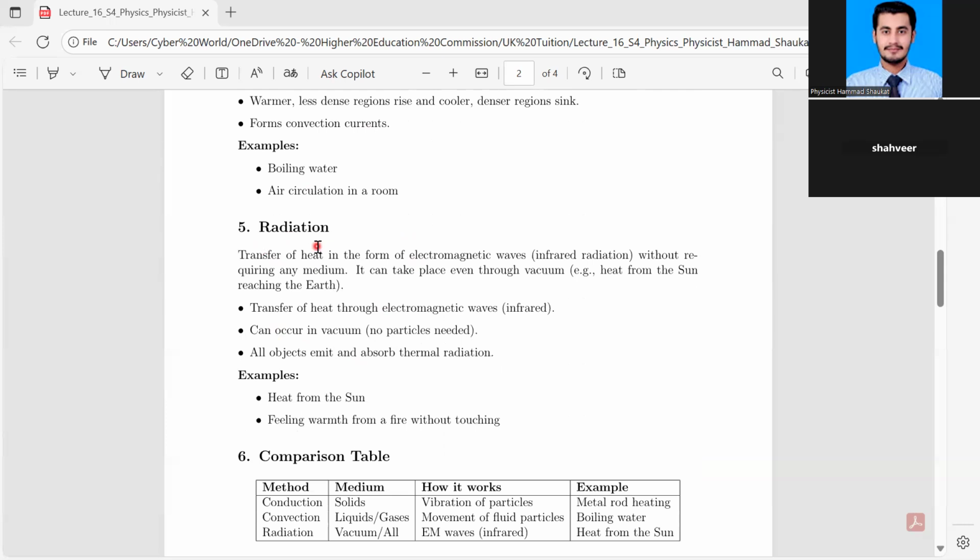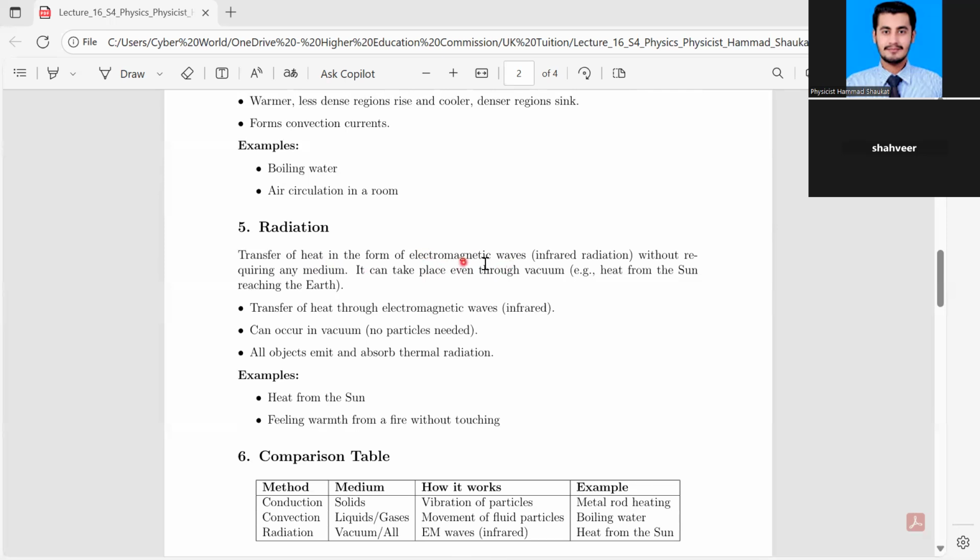Every light you can see around you is basically a radiation. So, it is the transfer of heat in the form of electromagnetic waves. And you know that light is which type of wave? Either electromagnetic waves or longitudinal waves. Electromagnetic. Yes, lights are electromagnetic waves.